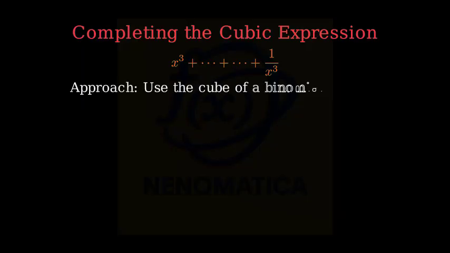Looking at this expression, we have two terms x cubed and 1 over x cubed. Notice how these terms are related. One is the reciprocal of the other. When we see this pattern in mathematics, it often suggests using the formula for the cube of a binomial, specifically the cube of the sum x plus 1 over x.